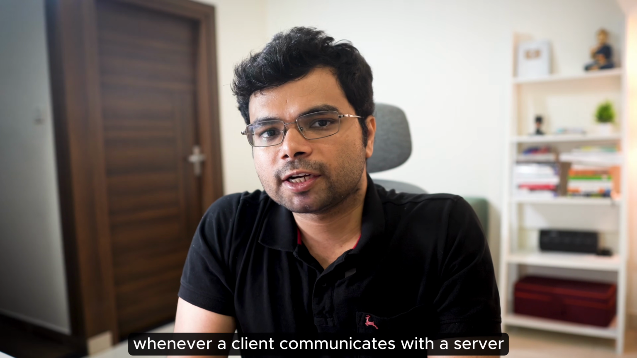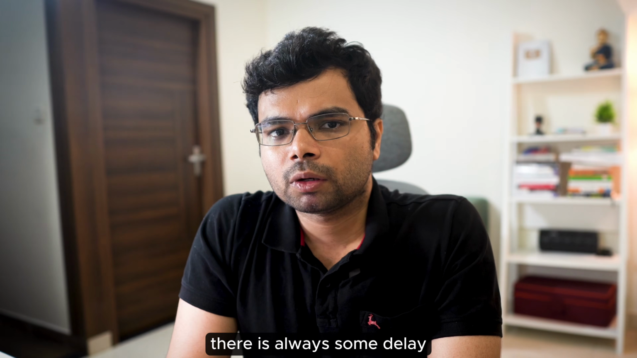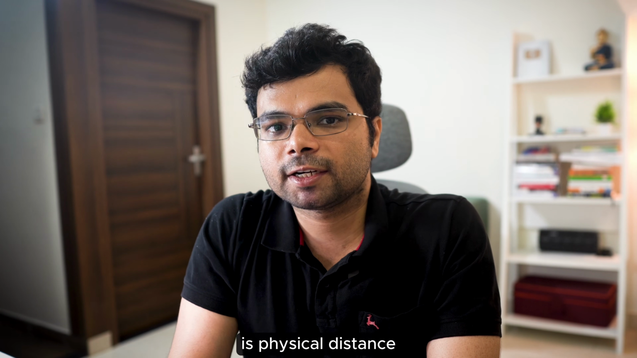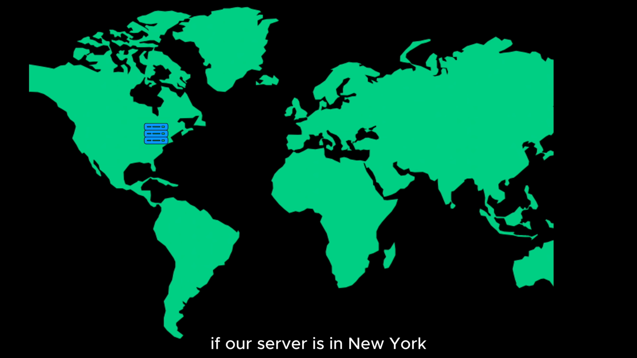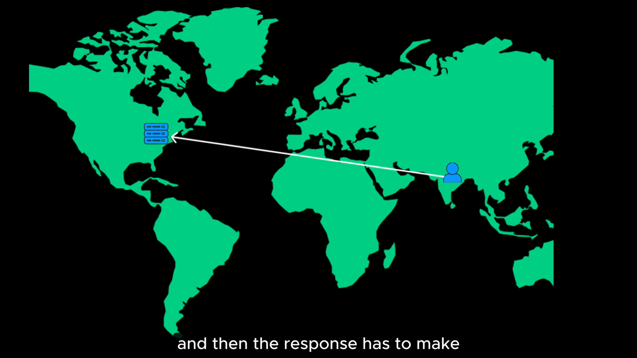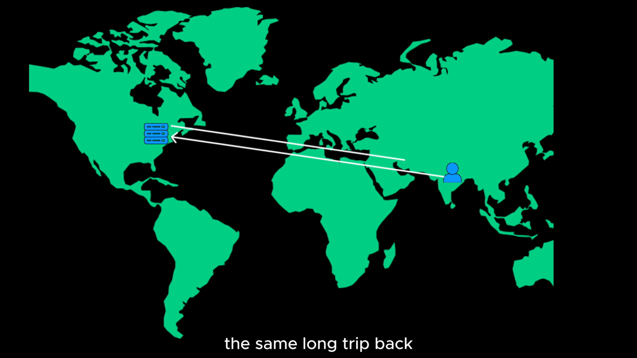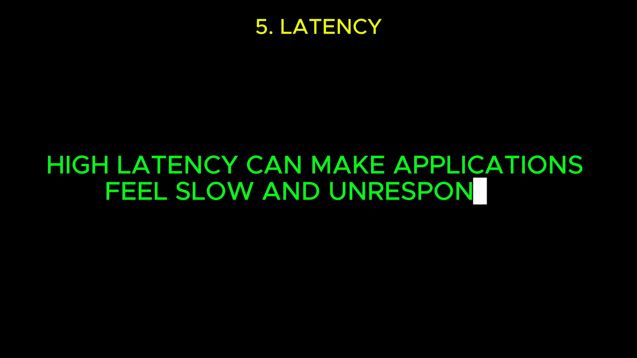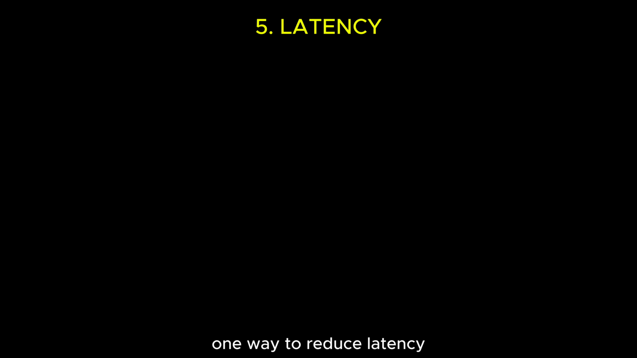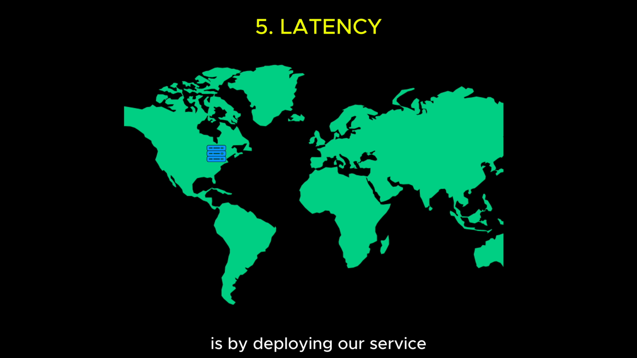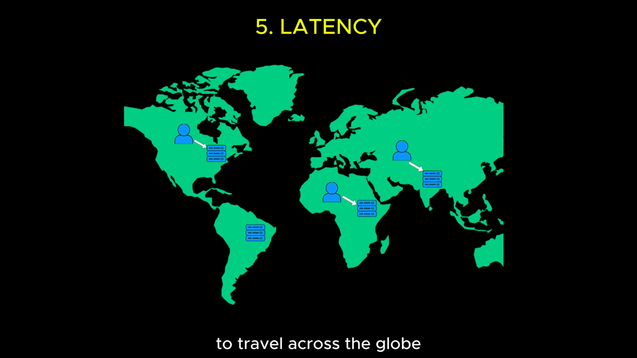Whenever a client communicates with a server, there is always some delay. One of the biggest causes of this delay is physical distance. For example, if our server is in New York, but a user in India sends a request, the data has to travel halfway across the world, and then the response has to make the same long trip back. This round-trip delay is called latency. High latency can make applications feel slow and unresponsive. One way to reduce latency is by deploying our service across multiple data centers worldwide. This way, users can connect to the nearest server instead of waiting for data to travel across the globe.